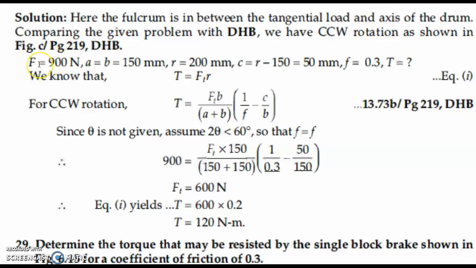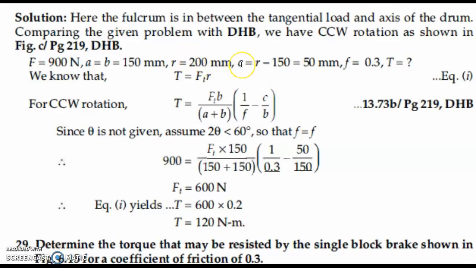What are the given data? The load, that is the force, is 900 Newton. Then the distance between the fulcrum center and the center of the drum, and the center of the drum to the force point, is 150 mm. Both are the same. So A is equal to 150 mm, B is equal to 150 mm. Then the radius, which I already said, is equal to 200 mm.